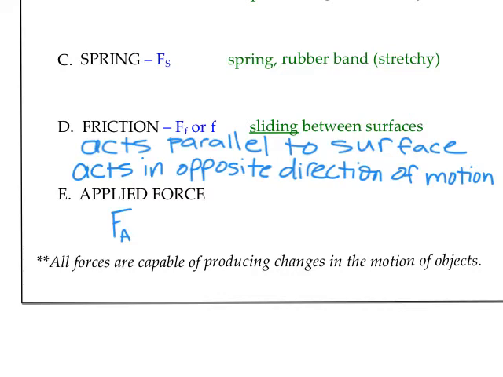Now for all of the forces, field forces and contact forces, all of them are capable of producing changes in the motion of objects. That's the end of this section for the video. Remember, we learned the definition for dynamics and the two categories of forces. You need to be able to list which type of force is going to fit into which of the two categories. So make sure you can name all of the forces we talked about and know what letters or variables are used to represent them.